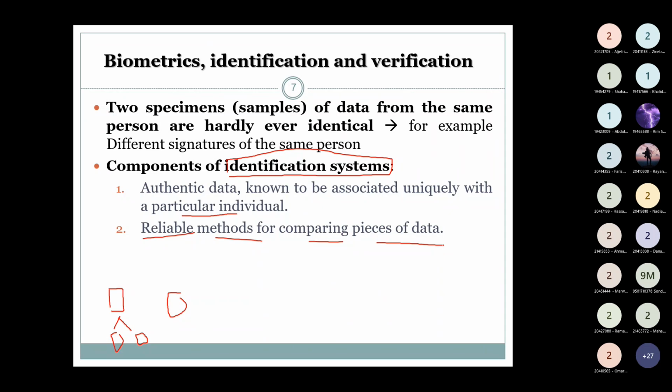What does it mean here, reliable methods? A method that you can rely on, okay? You can depend on it for comparison of pieces of data. So the error will be very narrow, very small. The percentage of error in identification will be a very small number, very small percentage.